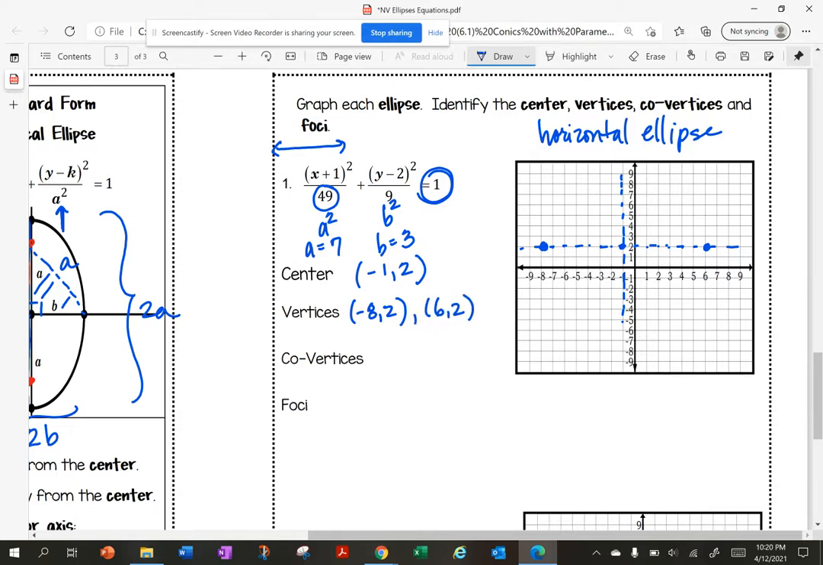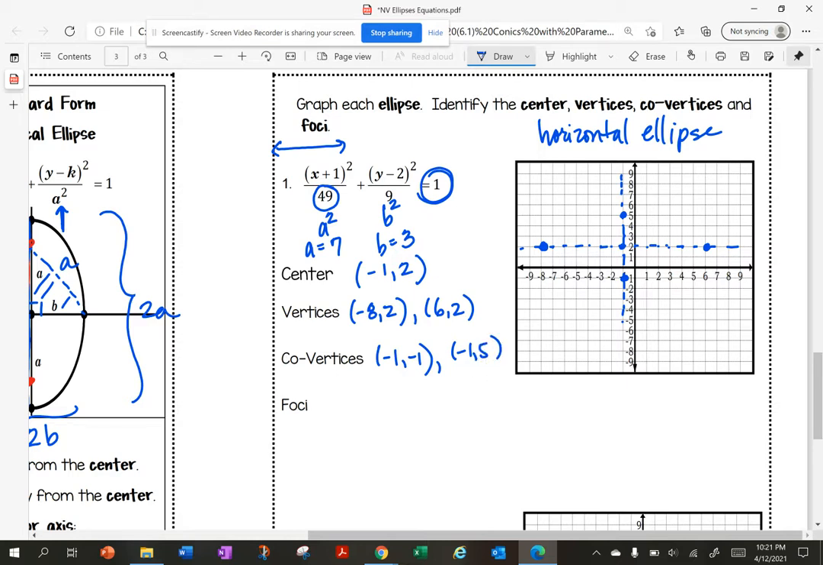My co-vertices are plus or minus 3. So 1, 2, 3, and 1, 2, 3. So again, I'm going to show these least to greatest. So -1, -1, and -1, 5.